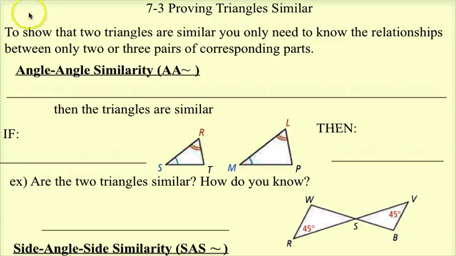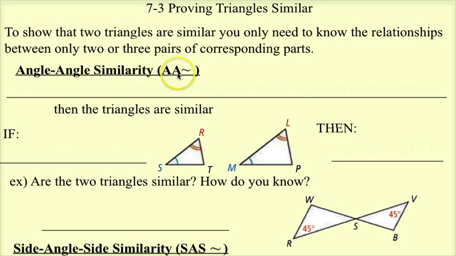This is lesson 7-3, proving triangles similar. We know with similar triangles that the angles are congruent and the sides are in proportion. So there are three different ways I can actually prove that two triangles are similar. To show that two triangles are similar, you only need to know the relationships between only two or three pairs of corresponding parts. So the first way is called angle-angle similarity.